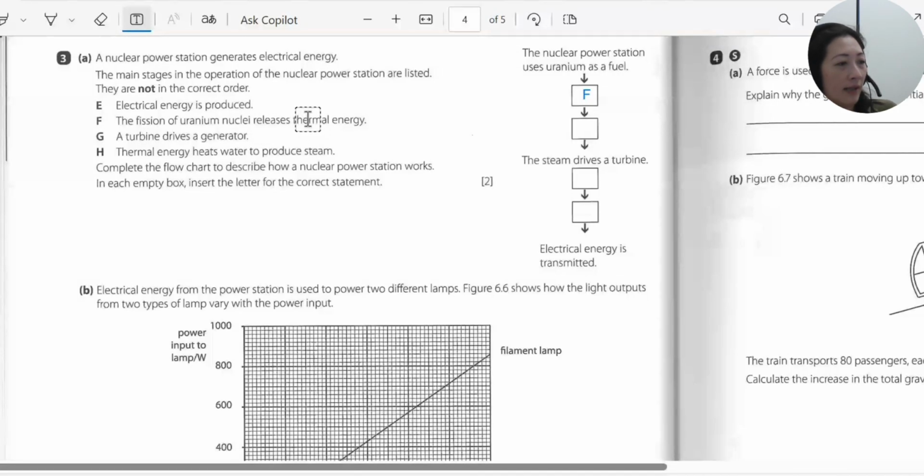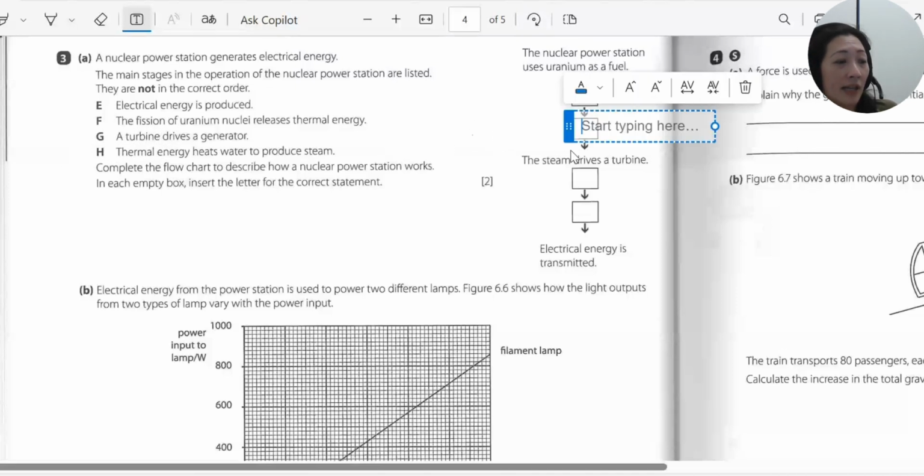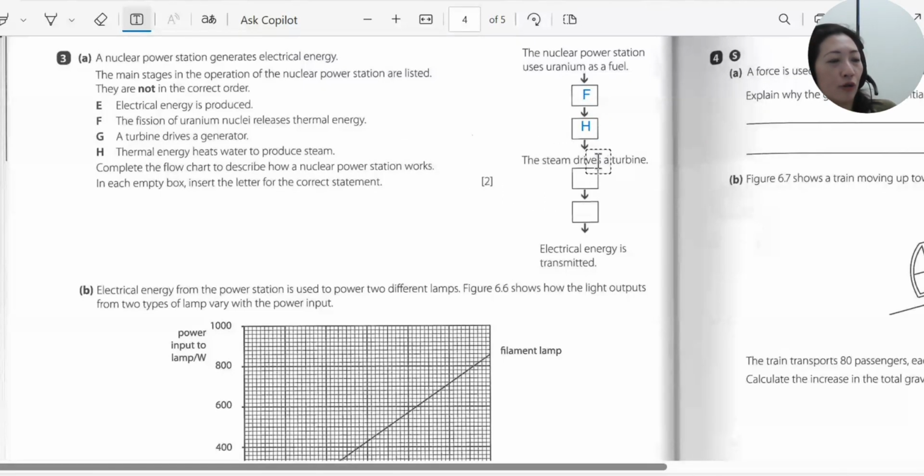Next, once the nuclear fission has occurred, you can't produce electrical energy straight away, right? It says it releases thermal energy. The thermal energy needs to go somewhere first, so not to the turbine. Obviously, they've already given you the hint here. Thermal energy heats water to produce steam. Once there's steam, the steam is then used to drive the turbine.